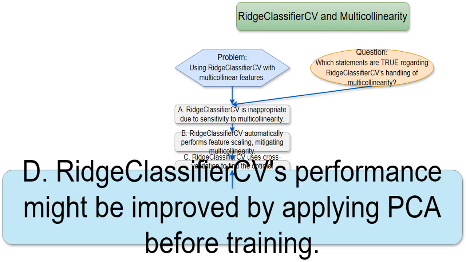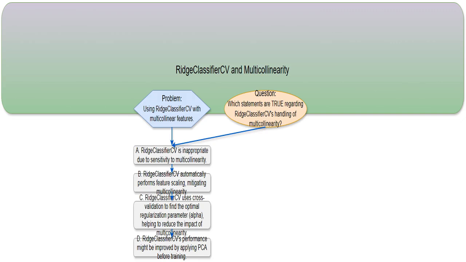PCA is a dimensionality reduction technique. By applying PCA before using RidgeClassifierCV, we can reduce redundancy from highly correlated features, making it easier for the model to learn and improve its performance. Think of PCA as simplifying the problem by focusing on the most important combined features instead of dealing with each feature separately.